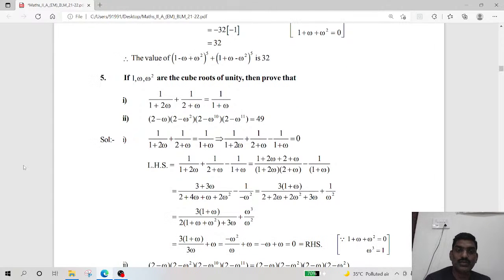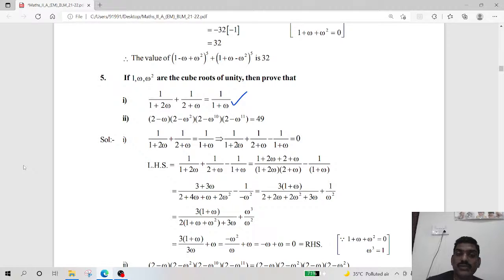Next, 1, omega, omega square are the cube roots of unity. Then prove that 1 by 1 plus 2 omega plus 1 by 2 plus omega is equal to 1 by 1 plus omega. And 2 minus omega times 2 minus omega square times 2 minus omega power 10 times 2 minus omega power 11 is equal to 49. So let us see the first question.